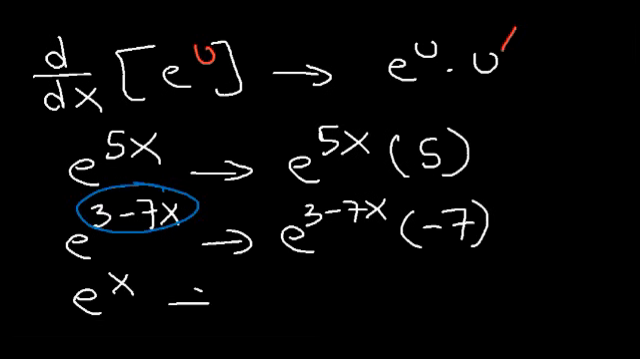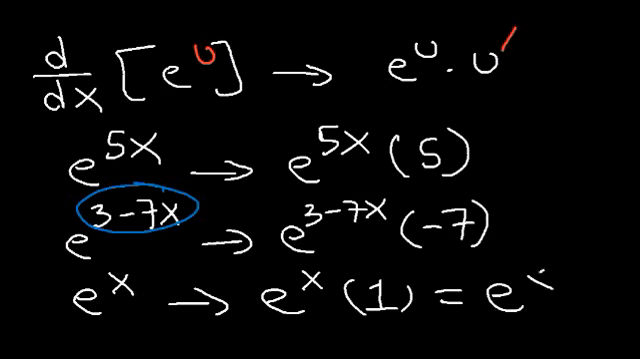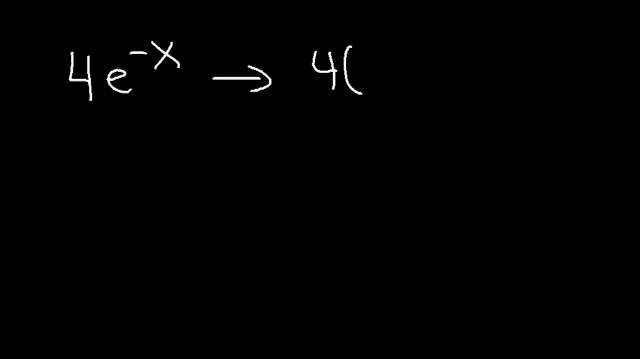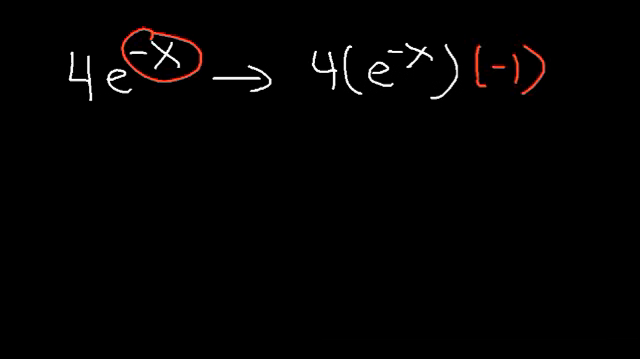For e to the x, it's going to be the same thing, e to the x times the derivative of x, which is 1, which is equal to e to the x. Let's try a few more examples. So like 4 e to the negative x. This is going to be 4 times the derivative of e to the negative x, which is e to the negative x, times the derivative of negative x, which is negative 1. So this is equal to negative 4 e to the negative x.